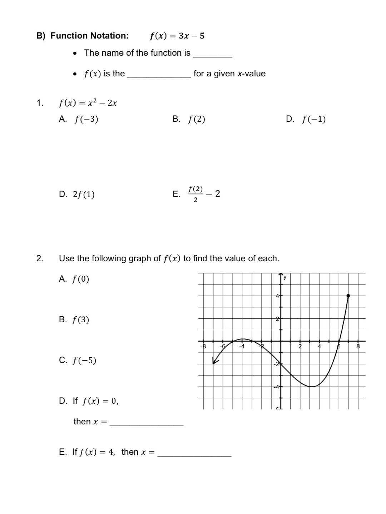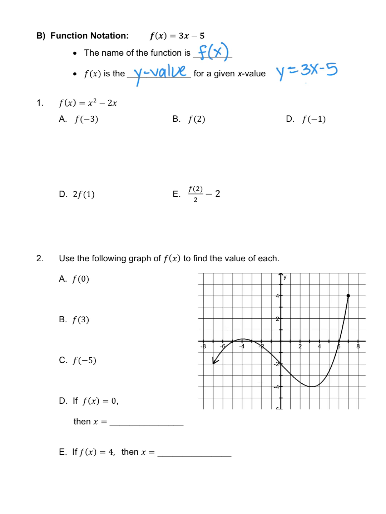Now let's go on to the next page, B, function notation. Notice we have this, it reads f of x equals 3x minus 5. So the name of the function here is f of x. So we will write f of x. That's how we read it. F of x is the y value. So let's write y value for a given x value. So in other words, for f of x equals 3x minus 5, it also looks similar to this, y equals 3x minus 5.